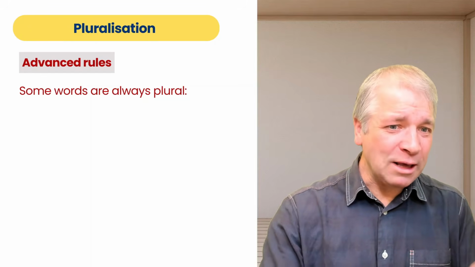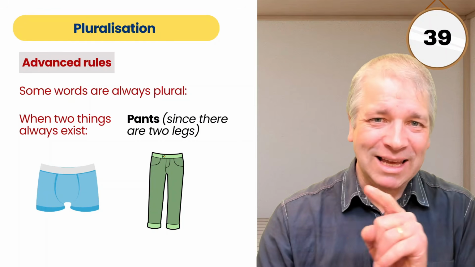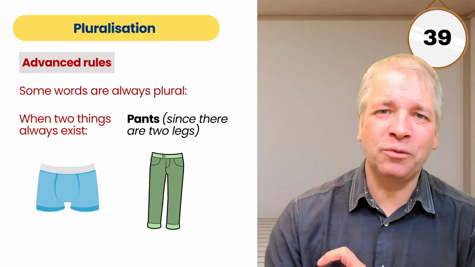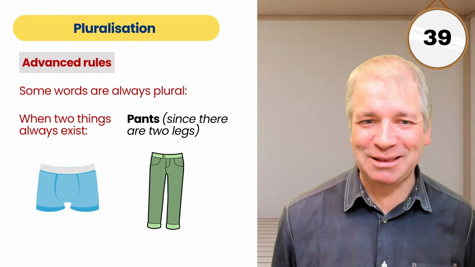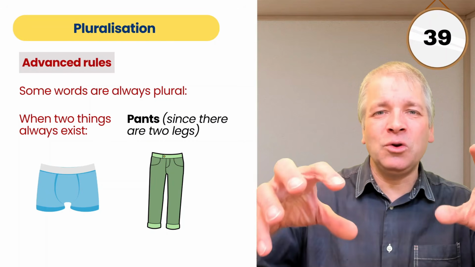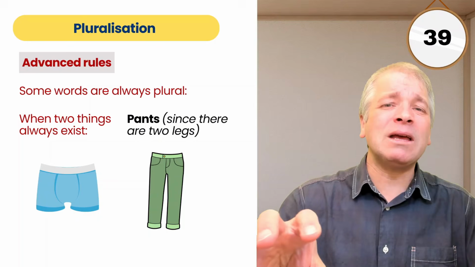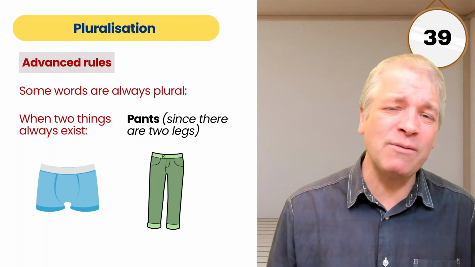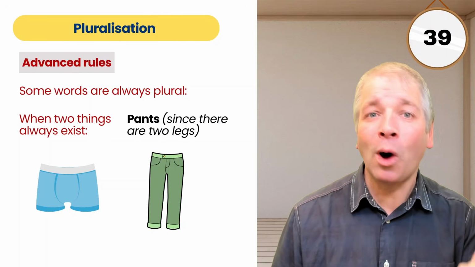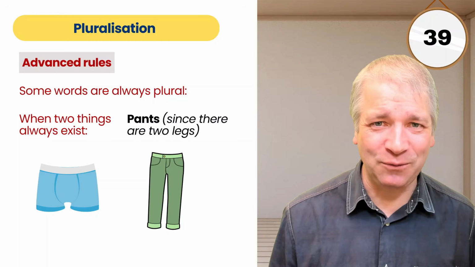Some words are always plural as well. When two things always exist, we'll tend to keep the word in the plural form. For example, pants. Now, because there are two legs, there's always two holes or gaps in this clothing, so we consider it to be always plural. We never say a pant. If you said a pant, it would only apply to one leg. That wouldn't be any use. We always have two legs that are filled.